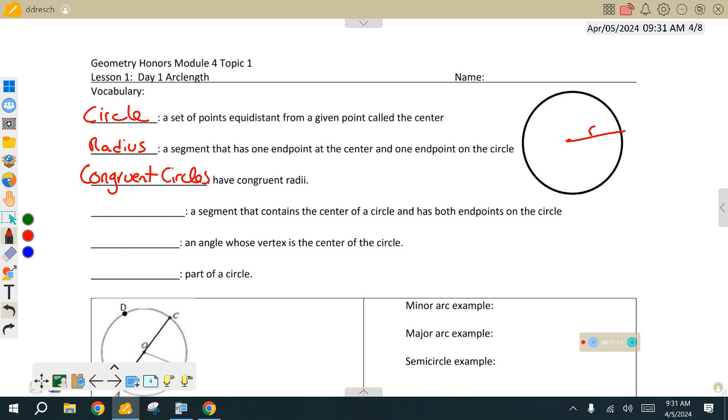All right. How about the next one, real quick? Segment that contains the center of a circle and both endpoints on that circle. That is our good old diameter. Goes through the center and has both endpoints on there. That is our good old diameter.